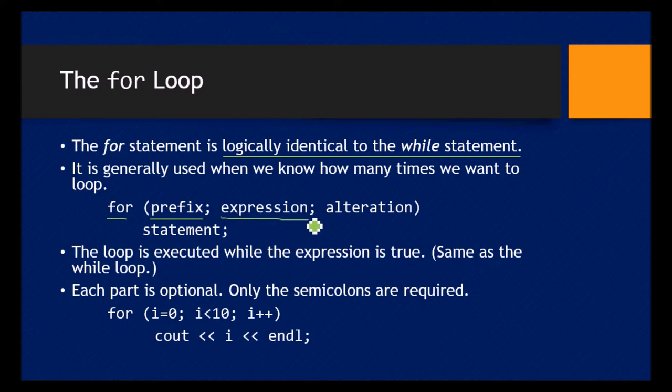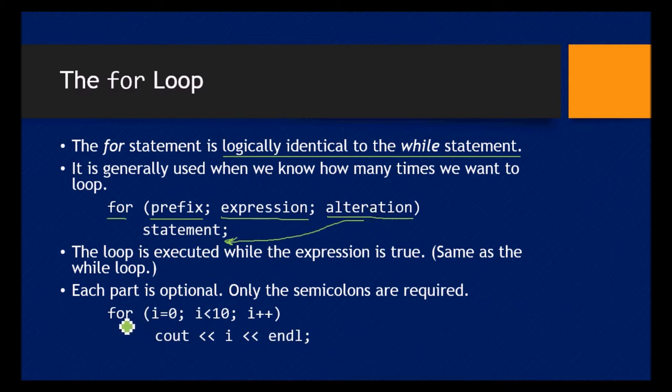Then you have the expression, and this is exactly like the while expression. While this is true, it loops. Same thing as the while loop. Then it runs the code in the body of the loop, and if you have braces, you can have multiple lines of code. And then this alteration code runs at the end of the loop body. Think of it as being inside the body of the loop, but at the end. That's where typically you would alter your loop variable. Whatever your count variable is, you say count plus plus. That's what goes in the alteration part of the loop.